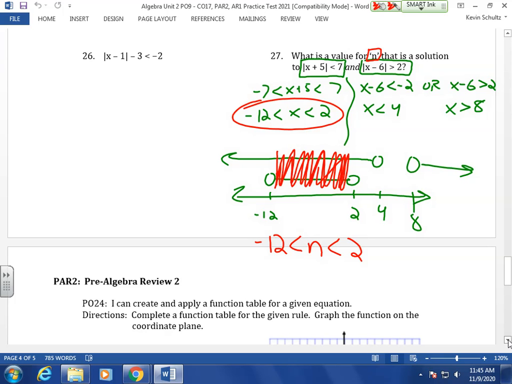On the test, I think you just have to give me a number. Yeah, it says what is a value for n, not what are the values. So if you just put 0, that would be fine.